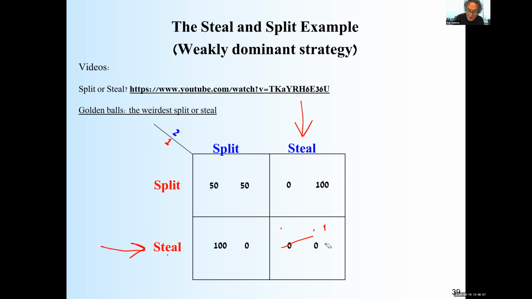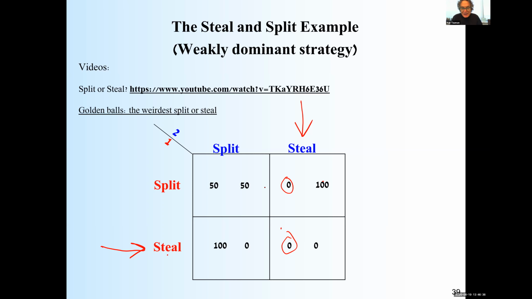And by the way, even if it is weakly dominant, what can you lose? You can only gain by going steal. If the other one also goes steal, 0 in any case. If player 2 goes split and you go steal, you get 100, more than 50. So no matter what, you cannot lose, you can only win by going steal. Why weakly dominant? Because you are indifferent between this and this.